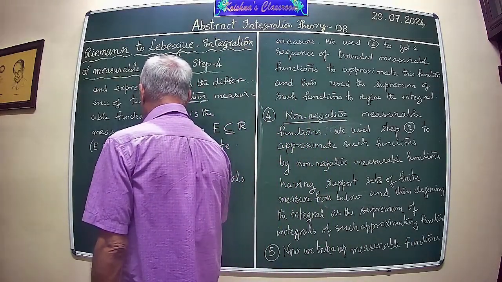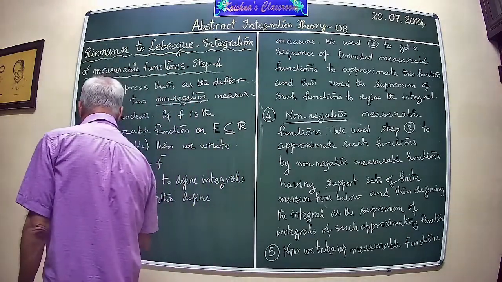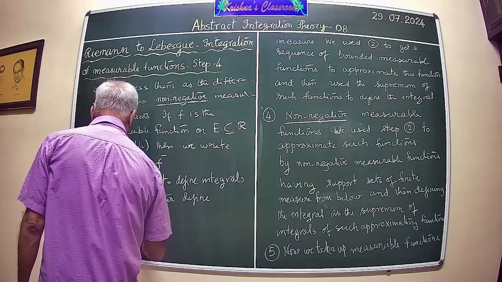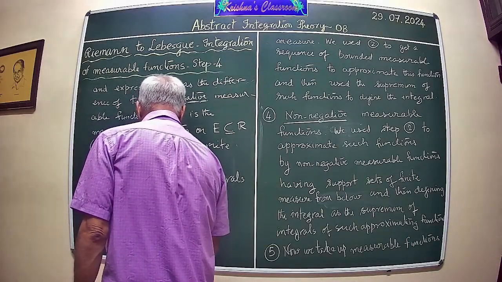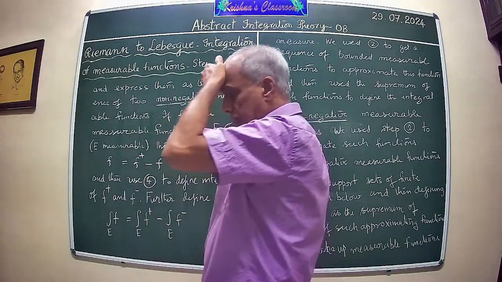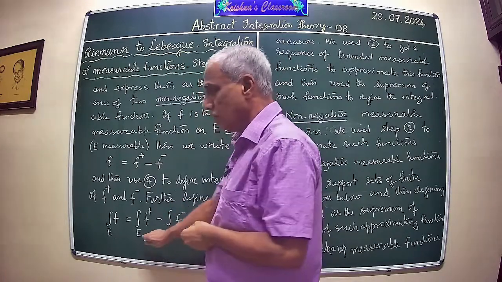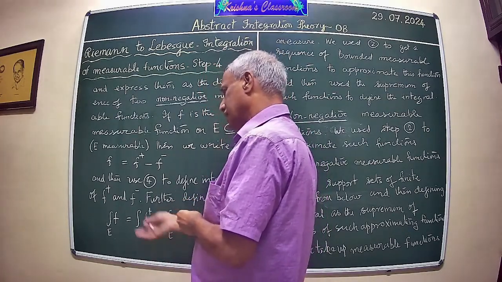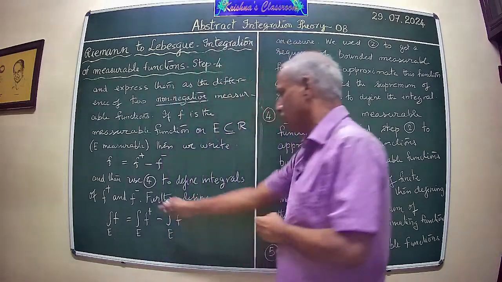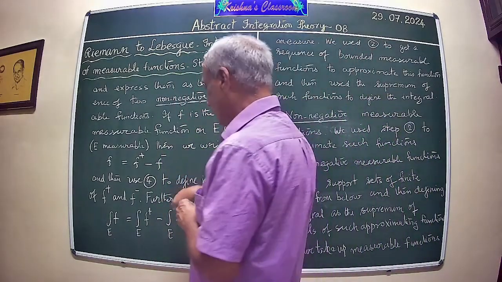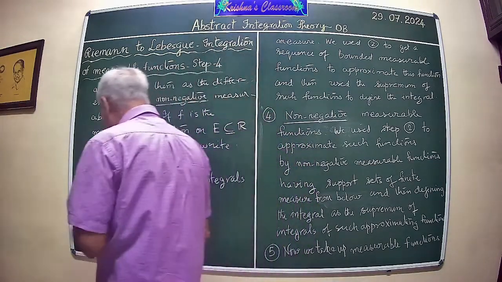Further, define the integral over E as the integral of f plus minus the integral of f minus. Now if each becomes finite, then it is well defined. If one of them is infinite, then again the integral can be given as plus infinity or minus infinity, depending on which one is infinite. And if both of them are infinite, then of course the integral is not defined. So this is of course subject to the condition.